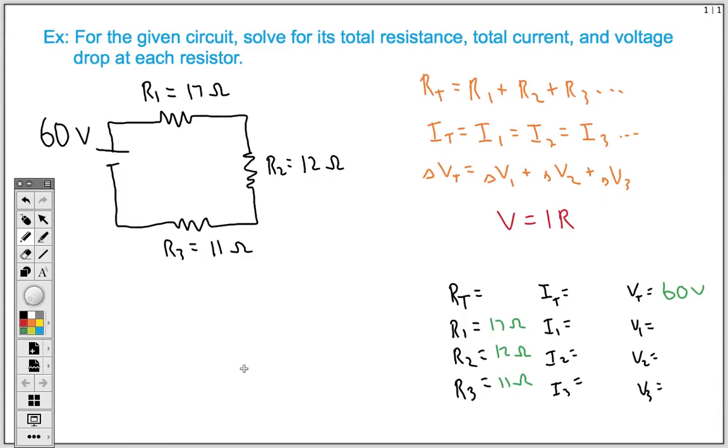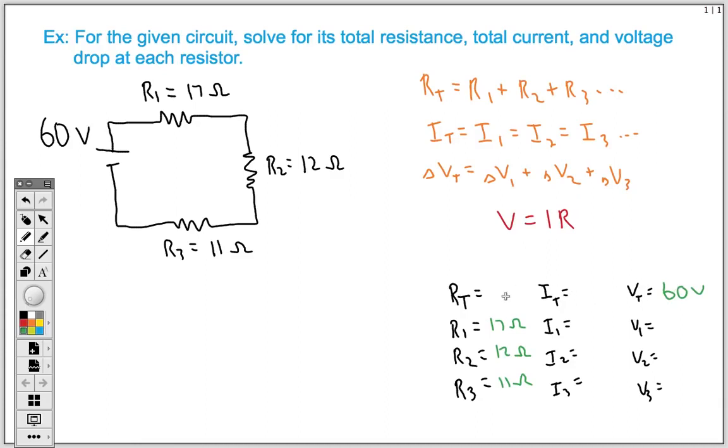With that, one of the ways that I believe is the best way to go about starting these problems is you always want to try and solve for the totals first, like total resistance, total current, or total voltage.